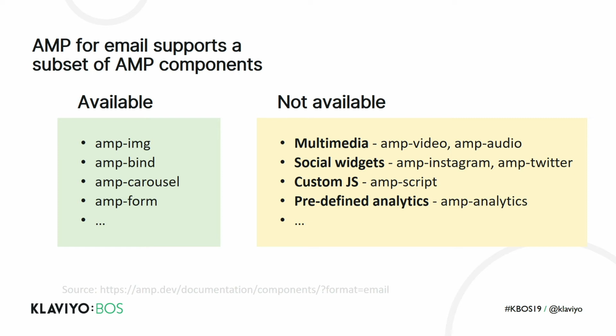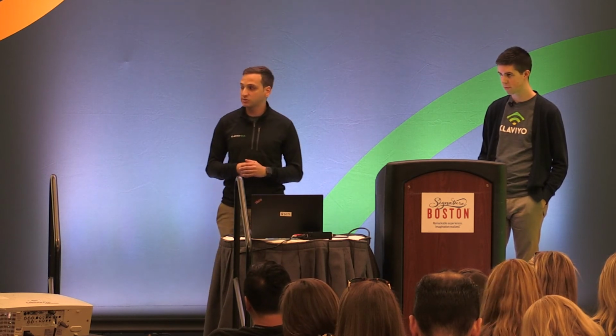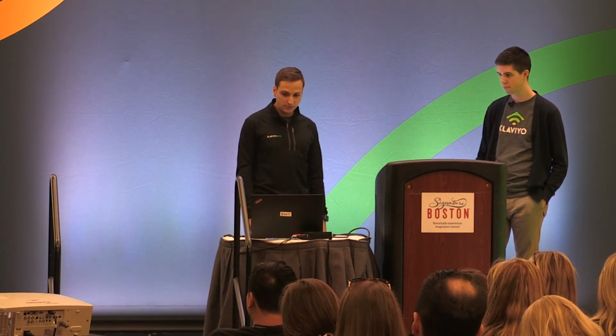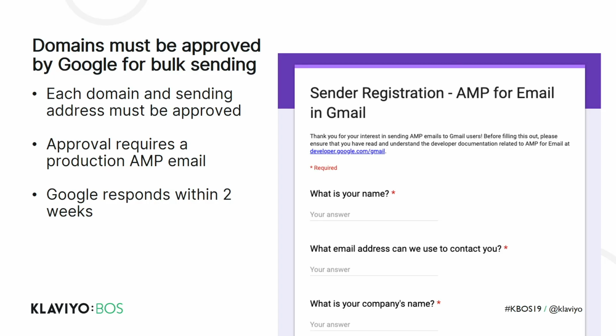Now, there are a lot more components not defined here. So if you're interested in the fully supported list of AMP for email components, please visit the AMP documentation in the slides. And the last one is that domains must be approved by Google for bulk sending.